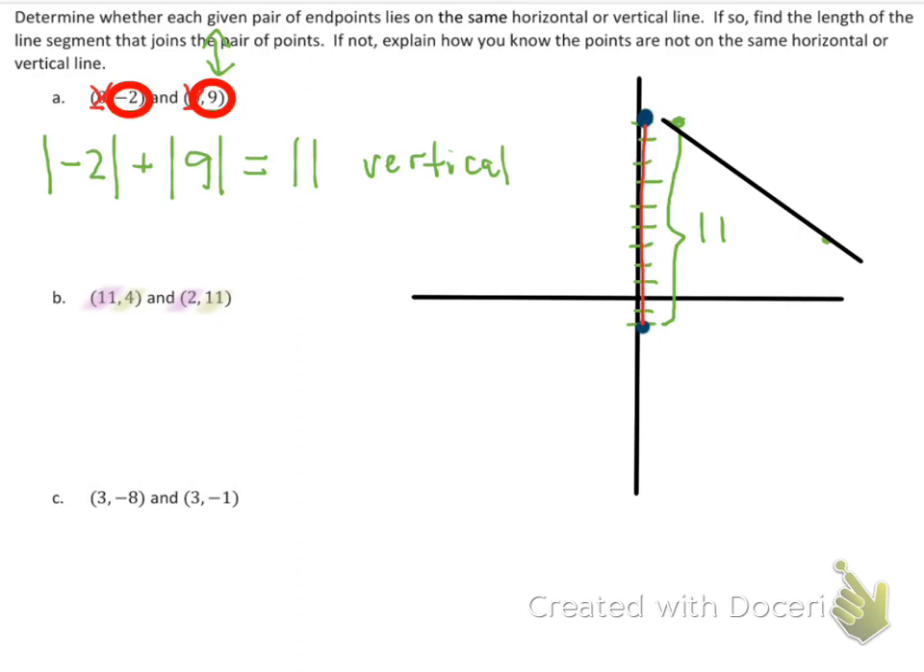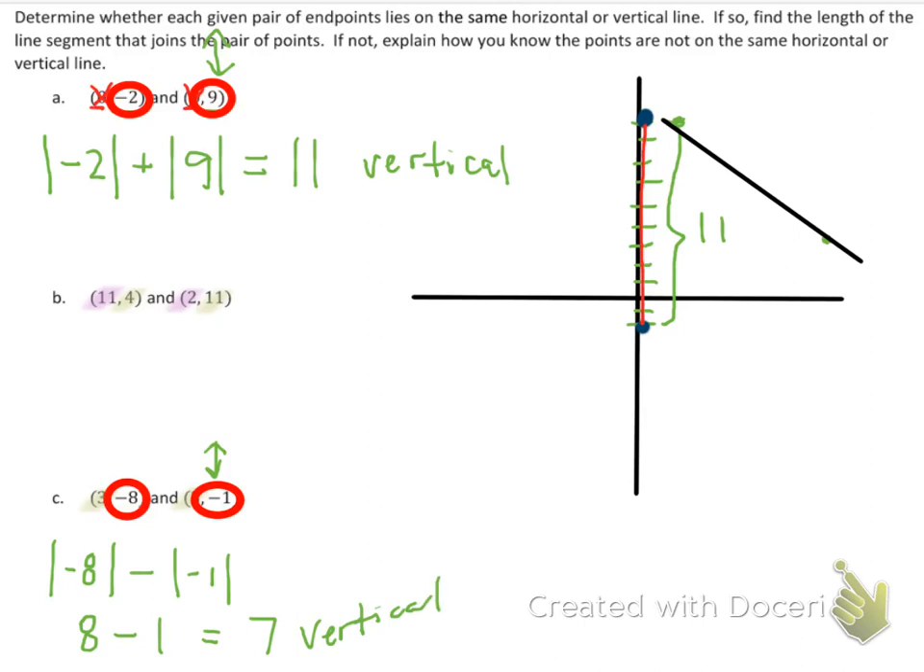Okay, let's look at C. On C, I do have a 3 x value and another 3 x value. So the x value is not going to change. That means that this line is not going to change left to right. It's going to be a vertical line. So I'm going to compare my y values. And when I look at my y values, I've got a -8 and I've got a -1. So this time, both of my numbers are on the same side of 0. So I'm going to subtract their absolute values. The absolute value of -8 is 8, minus the absolute value of -1, which is 1. So this is 7. And since it's a y value, y always tells you up or down. So this is a vertical line again.